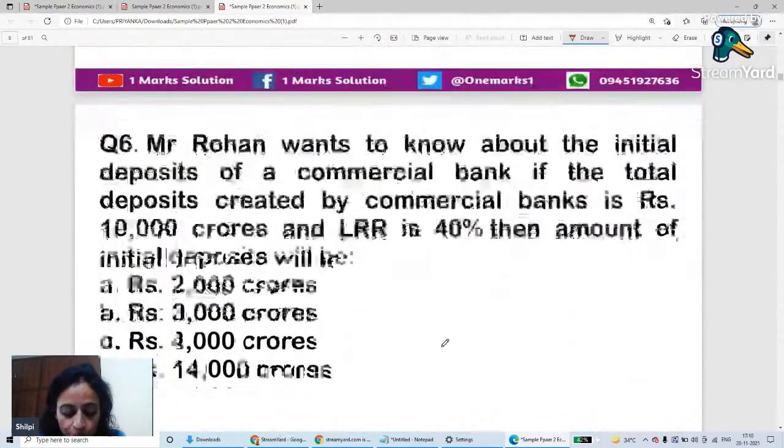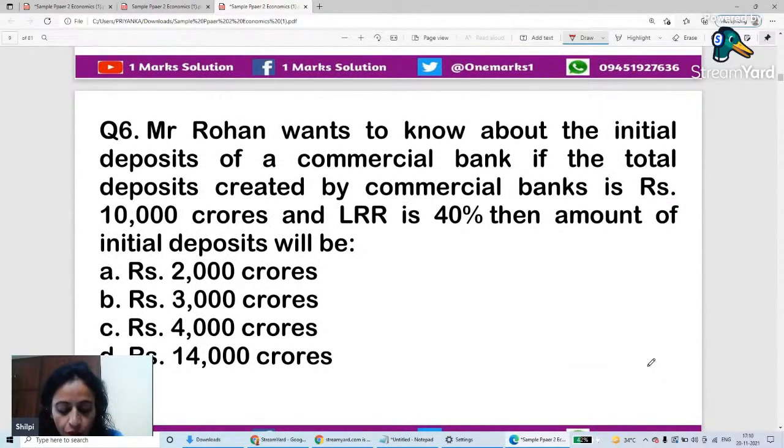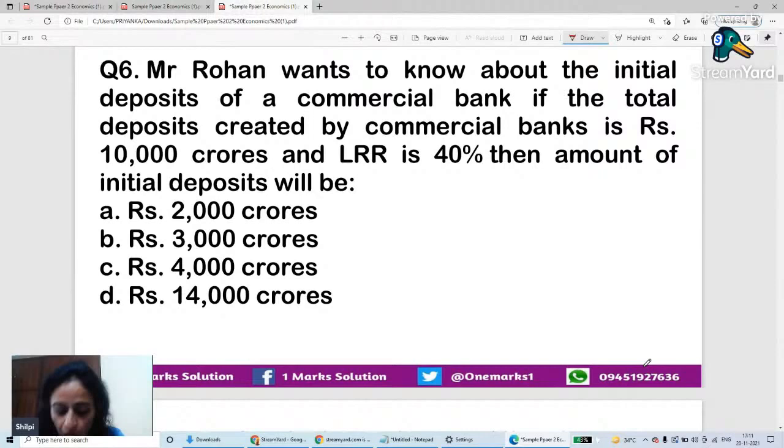Next, question number 6. Mr. Rohan wants to know about the initial deposits of commercial banks if the total deposits created by commercial banks is rupees 10,000 crores and the legal reserve ratio is 40%. Then the amount of initial deposits will be. Now, the formula for calculating total deposits is equal to initial deposit multiplied by 1 upon legal reserve ratio. Total deposits given to us is 10,000 rupees, so we put it into the formula. If we do this calculation, we'll get 4,000 rupees as the answer. So option C is the correct one.